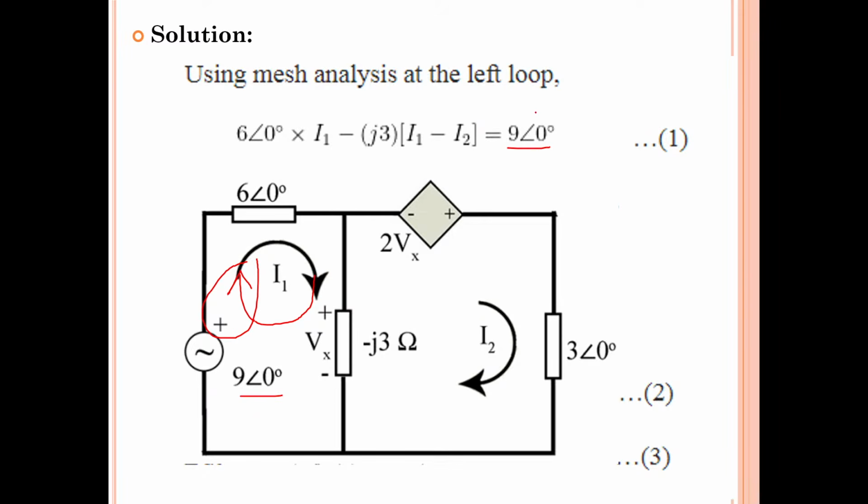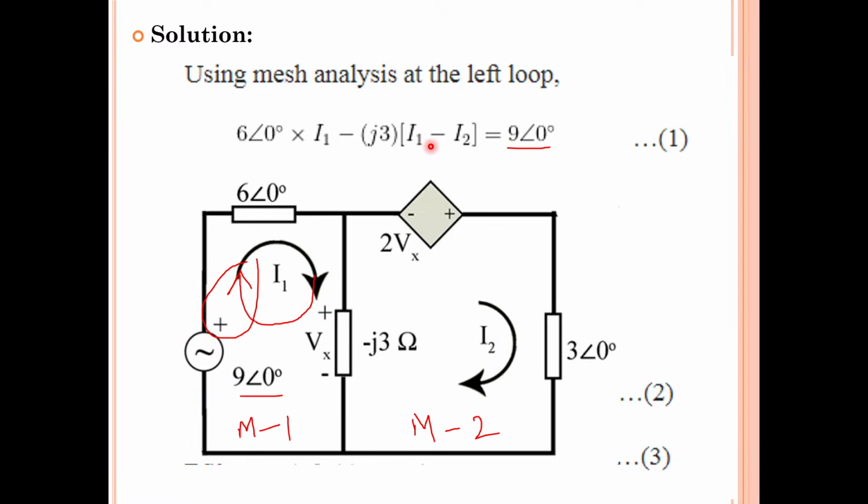So, the algebraic sum of source voltages in mesh 1. This is mesh 1, isn't it? Mesh 2. In mesh 1, the source voltage is 9 at an angle of 0 degrees. That is equal to the voltage drop across this element and this element. Source voltage is 9 at an angle of 0 degrees, that I have written here.